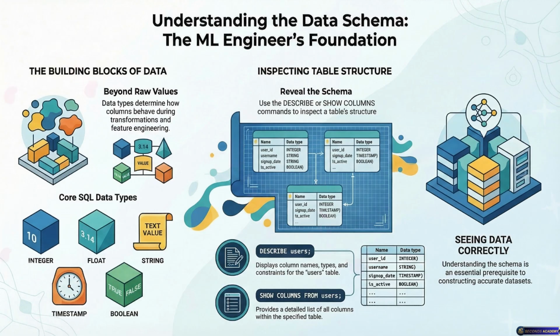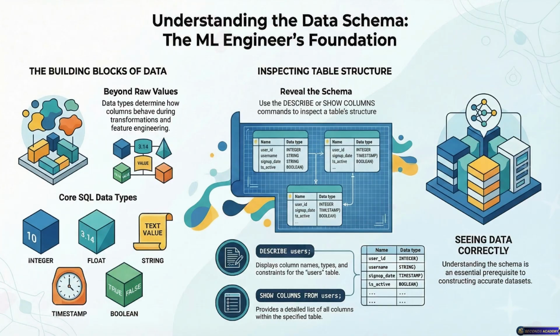Conversely, if you have a transaction amount stored as a string, the model won't be able to calculate an average or a sum because it doesn't know how to do arithmetic on text. It'll just fail. Yes. You have to know the precise data type of every column so you can cast or transform them correctly before training. Core data types you must intimately understand include integer for whole numbers, float or double for continuous decimals, string or varchar for text categories, timestamp for chronological data, and Boolean for binary true-false logic.